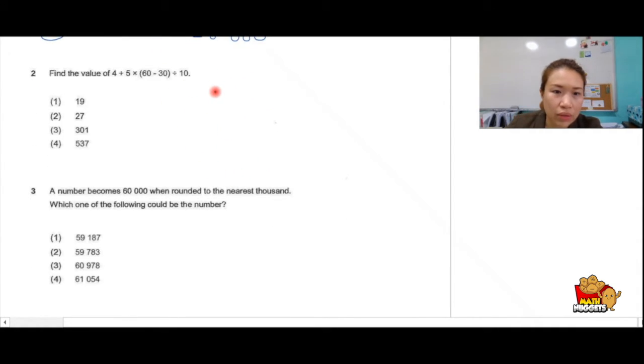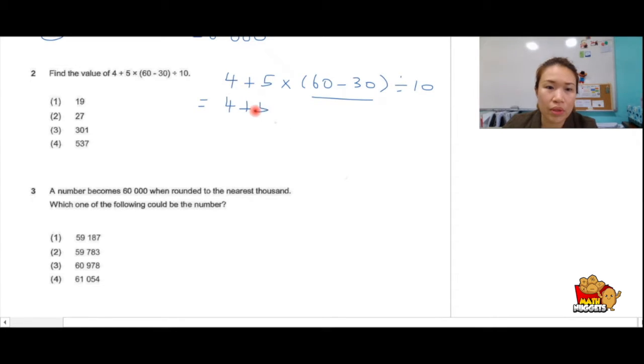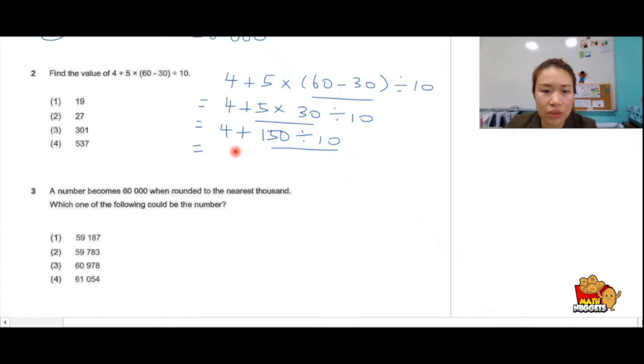Question 2, find the value of 4 plus 5 times 60 minus 30 divided by 10. So this is order of operations. We will do the brackets first. Next, we will do multiply, because multiply and divide, we see multiply first. So let's do that first. Next, we will do division. So the answer will be 19, option 1.